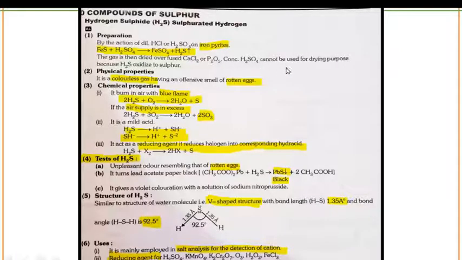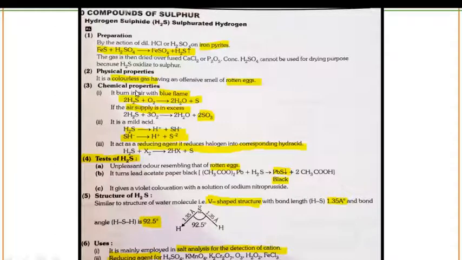Concentrated H2SO4 cannot be used for this drying purpose because H2S is oxidized to sulfur. So this hydrogen sulfide is a colorless gas having an offensive smell of rotten eggs. Third is the chemical properties.